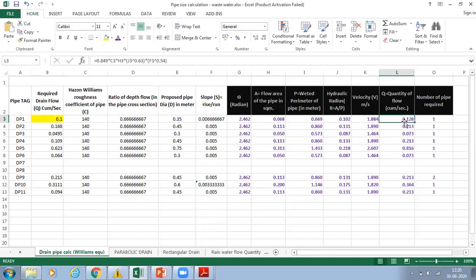But how much will our pipe size take? 1.128 it will take, with the velocity 1.884. Number of pipe is 1, if the slope is 1 by 150. So if you put all this into the Excel sheet table, you will get the answer easily.